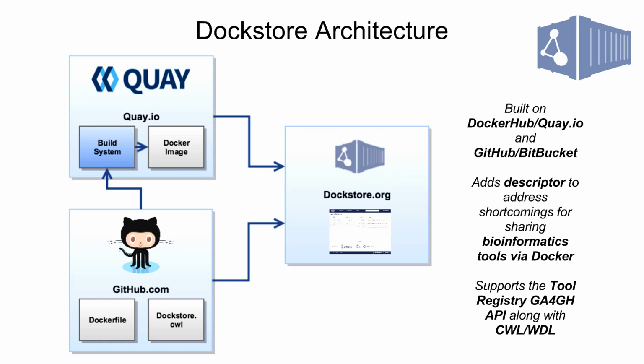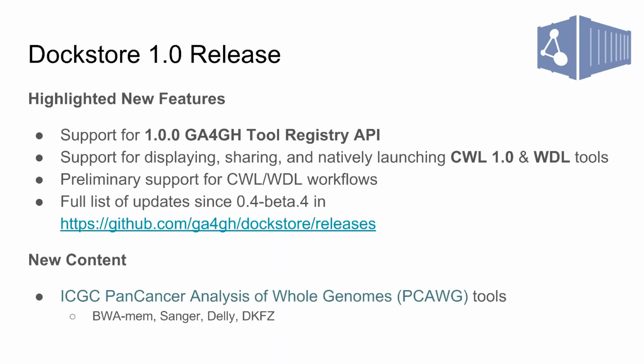Okay, so Dockstore, as of a couple weeks ago, we actually hit our release 1.0 milestone. So we feel that the site is ready for other people to use. It has a great set of core features. One of those new features is the GA4GH tool registry API. We are now supporting the 1.0 version of that. So that's great that Dockstore and the GA4GH tool registry API have hit that milestone essentially at the same time.